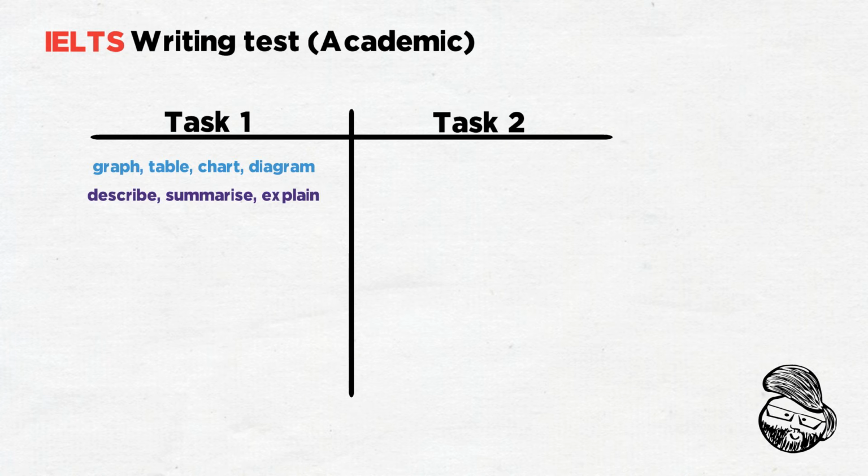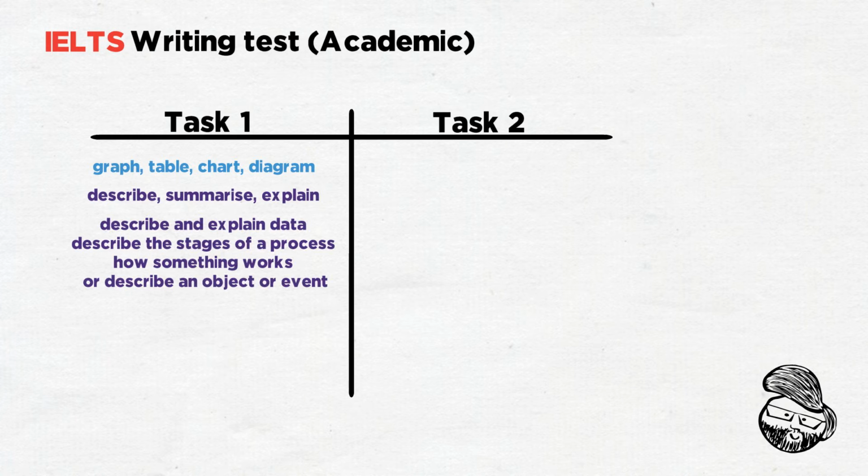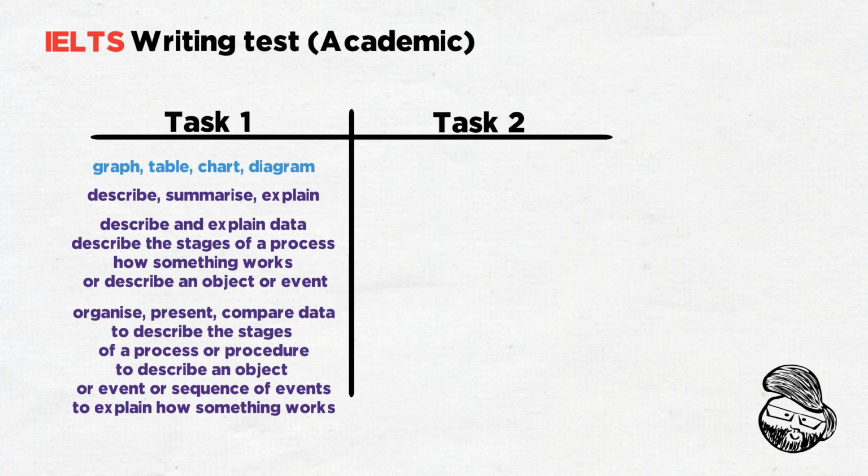You may be asked to describe and explain data, describe the stages of a process, how something works, or describe an object or event. Depending on the task type, you are assessed on your ability to organize, present, and possibly compare data, to describe the stages of a process or procedure, to describe an object or event or a sequence of events, to explain how something works.